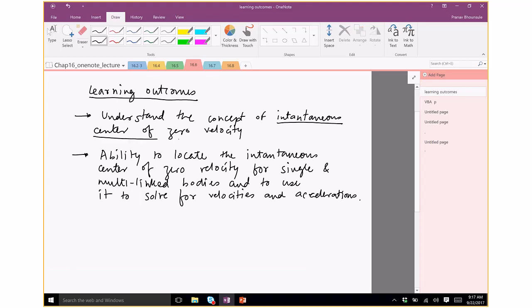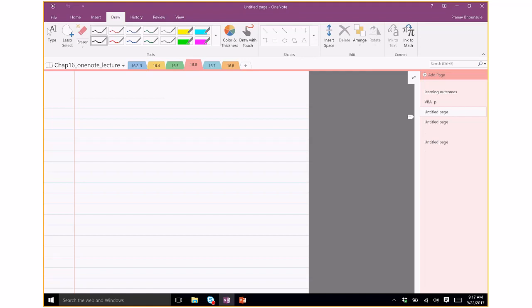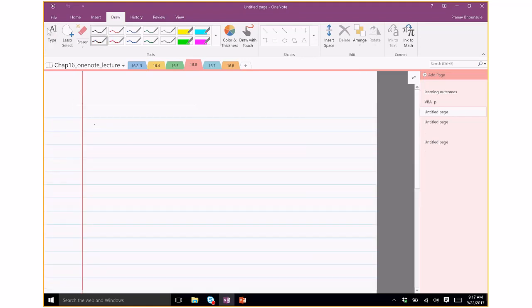Center of zero velocity, and we'll see how we can use that particular thing, the instantaneous center of zero velocity, in order to simplify the math which we do to solve the problems. So this section is on instantaneous center.